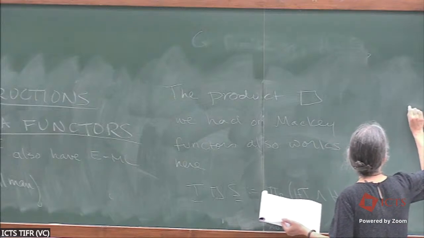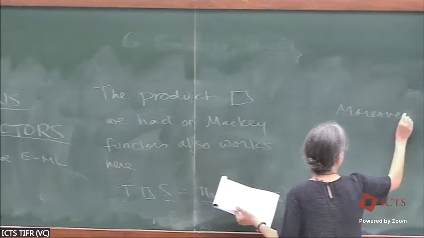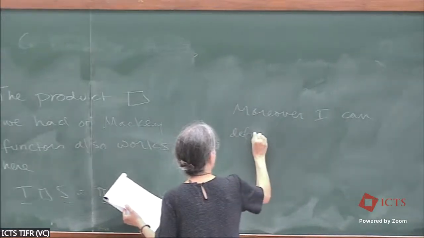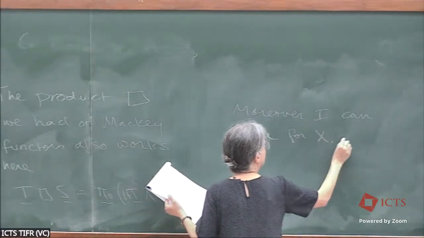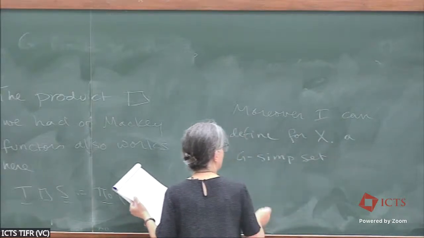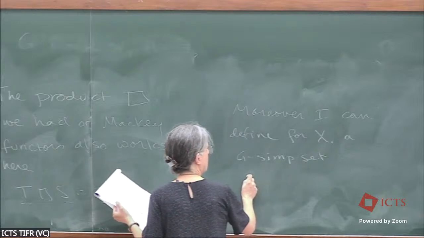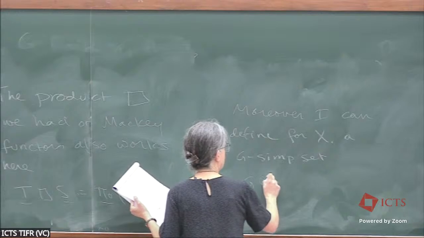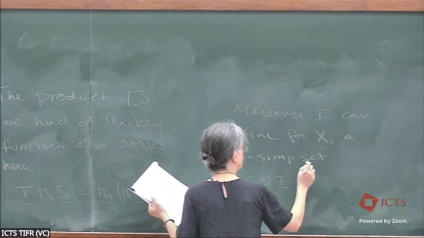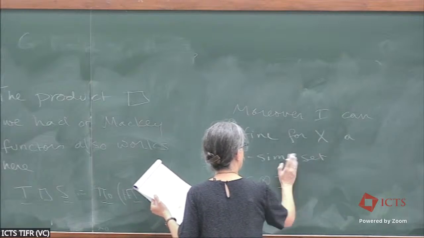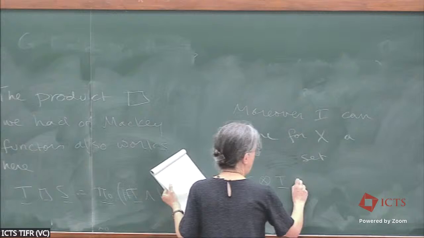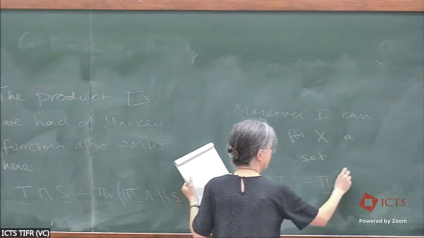Basically, moreover, I can define, for X a G simplicial set, G tensor T. Sorry, for X a G set. Let's talk about this. I can define G tensor T to be the same cheat.